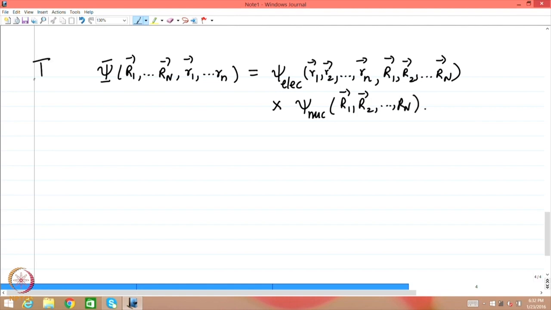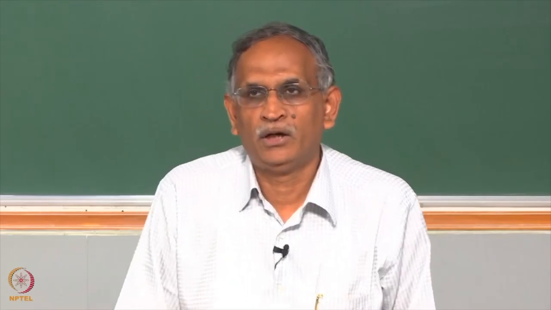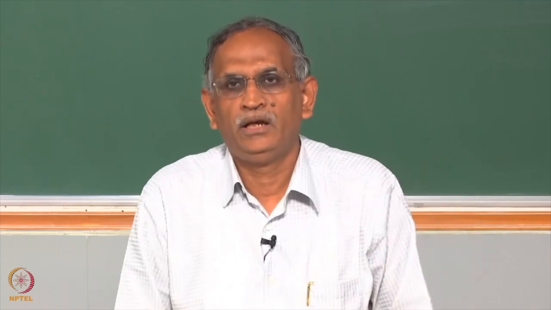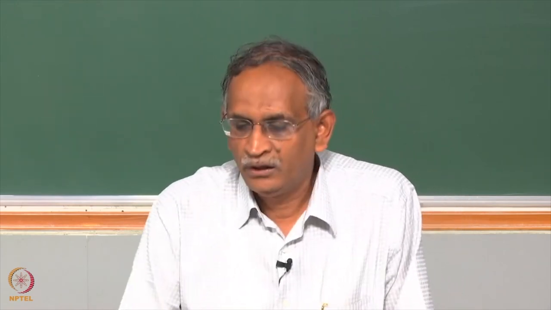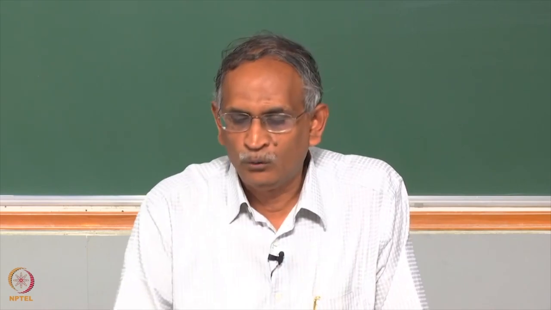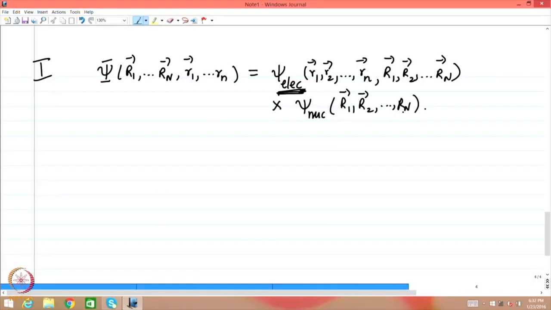This is the first of the two steps that Born and Oppenheimer provide in order to reasonably separate the molecular Hamiltonian into two independent, nearly independent domains of problems to be solved. The electronic wave function is a function of all the coordinates, the nuclear wave function is a function of only the nuclear coordinates. What does that mean?